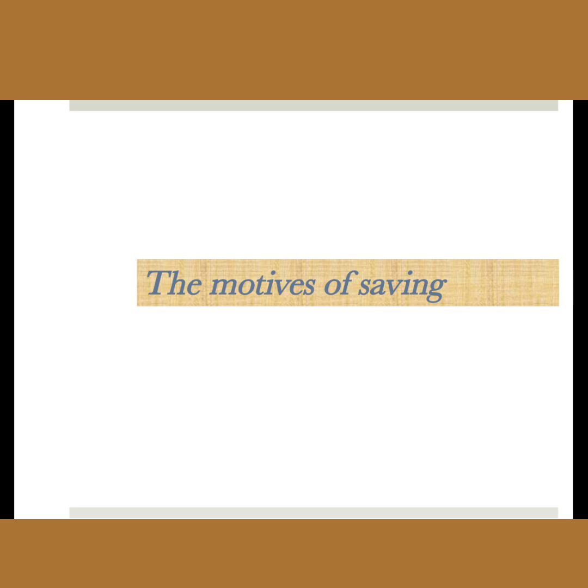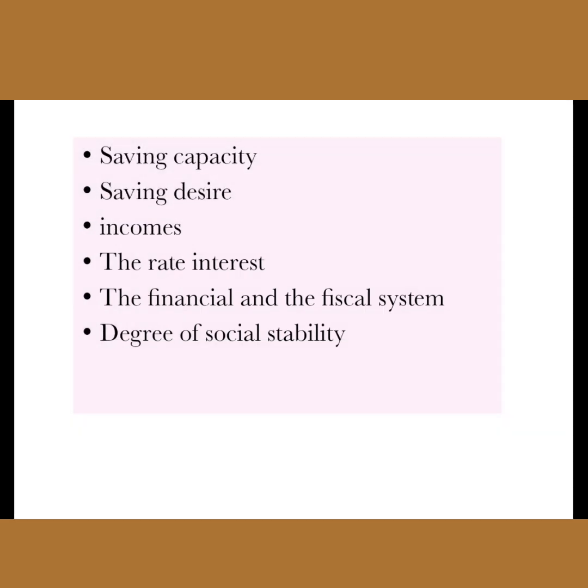As we have seen in consumption, we talked about the determinants. So what are the motives of saving? We have the saving capacity. I should have a capacity to save, and also the desire to save. It's not enough to have this capacity, but I also need the desire to save. And of course, this capacity comes from the income. Maybe I have a fixed income, so I need to take a part of my income in order to save it.